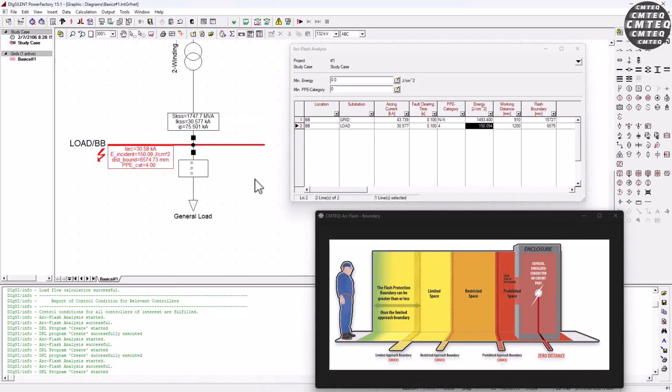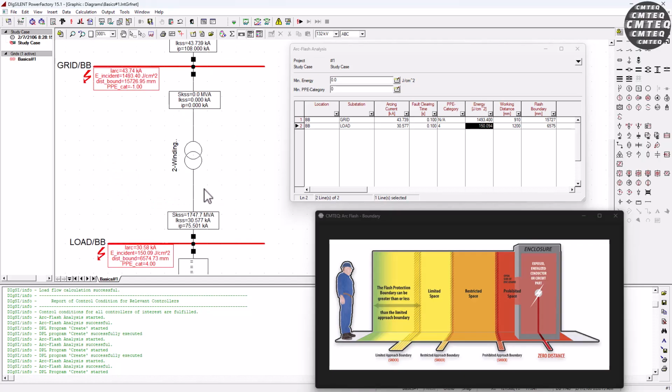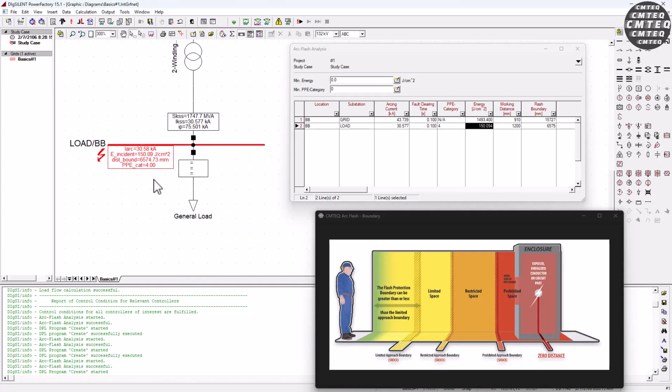Now let's go ahead and look at the result on the load bus bar. Here, the arc current or the short circuit current is at 30.6 kiloamps. The calculated incident energy is 150 joule per centimeter square, with the arc flash boundary about 6.6 meters. Now notice here the category level has jumped from -1 to category 4, which means serious stuff is going on in this bus bar here.